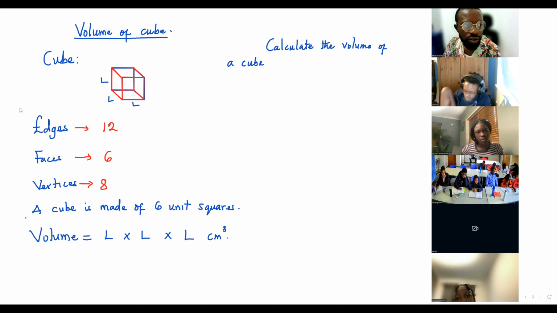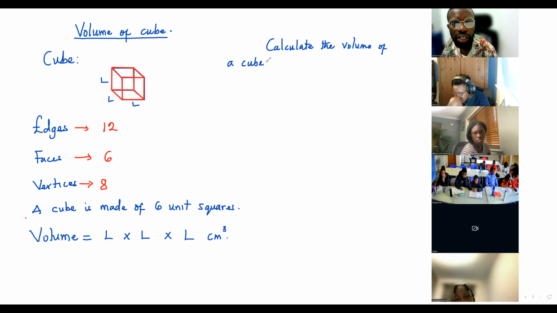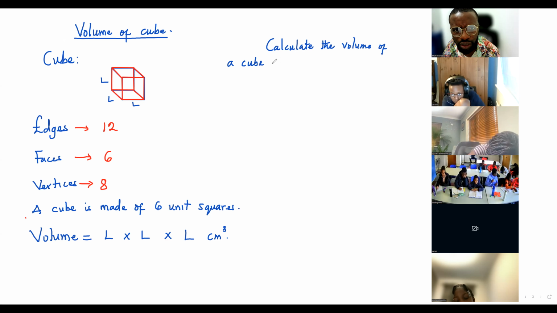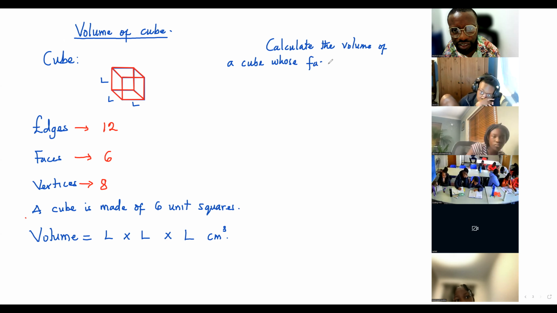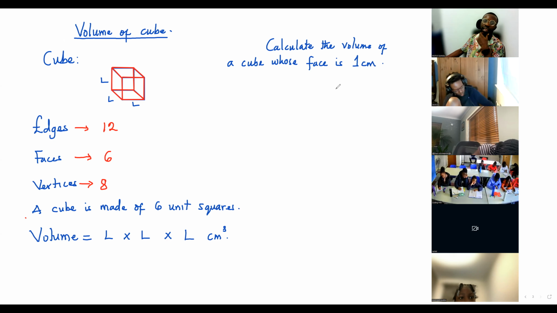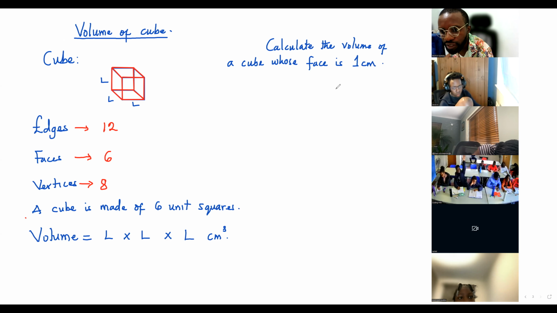So, calculate the volume of a cube whose face is 1 cm. Calculate the volume of a cube whose face is 1 cm.